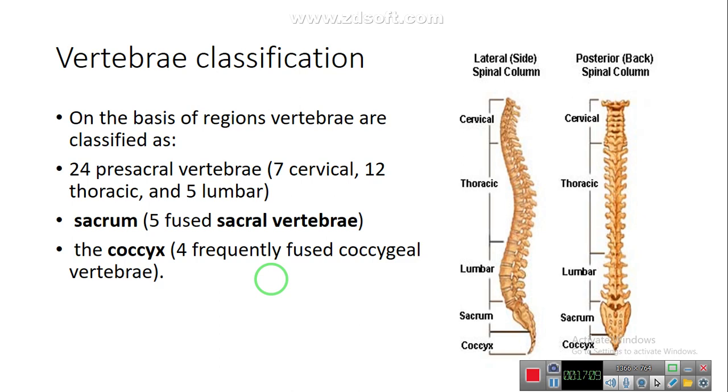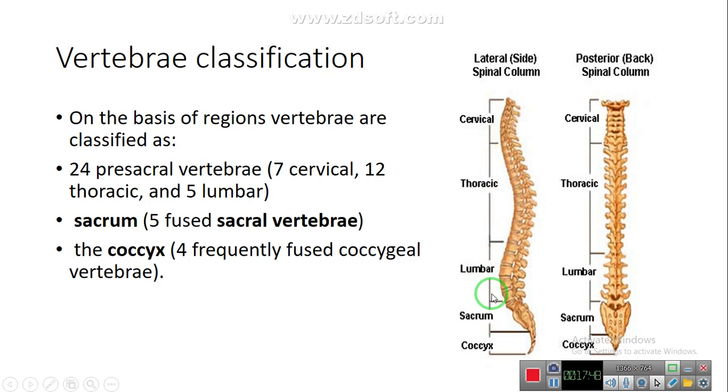Now comes to the classification of the vertebrae. On the basis of the regions, it is classified into 5 categories. The first 3 categories are known as pre-sacral vertebrae. There are 24 pre-sacral vertebrae, which are further classified into 7 cervical vertebrae, 12 thoracic vertebrae, and 5 lumbar vertebrae. Here you can see the diagrammatic presentation of the 7 cervical vertebrae, 12 thoracic vertebrae, and 5 lumbar vertebrae.